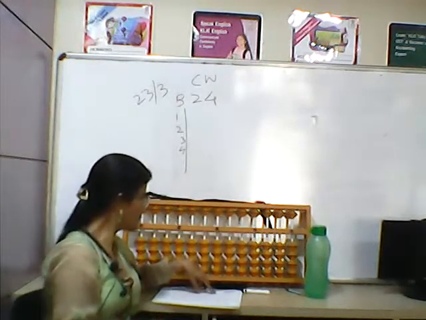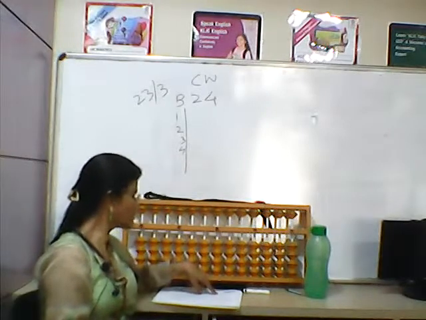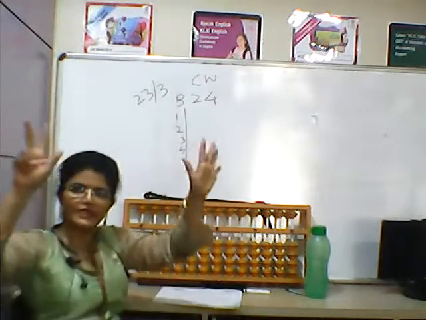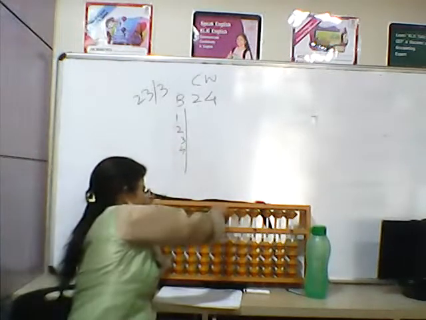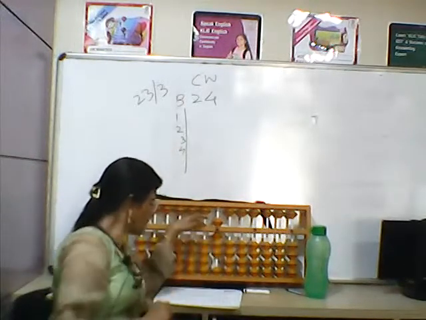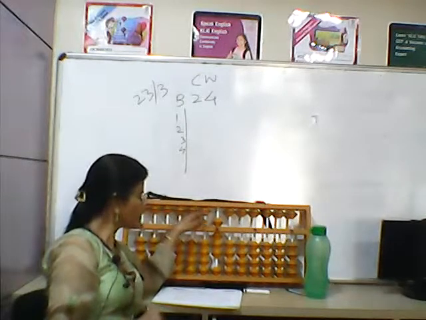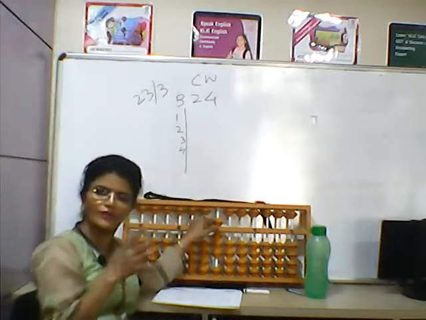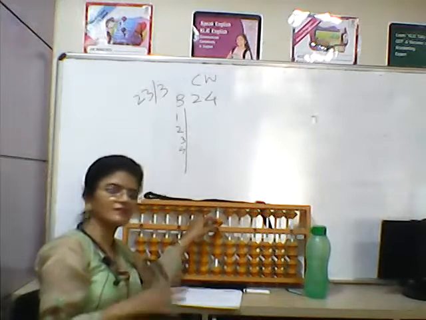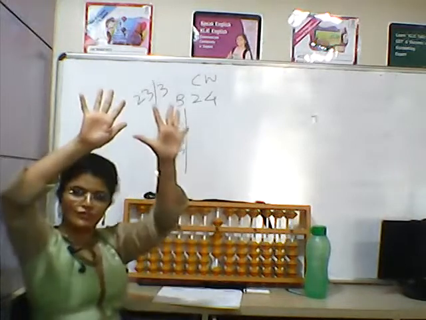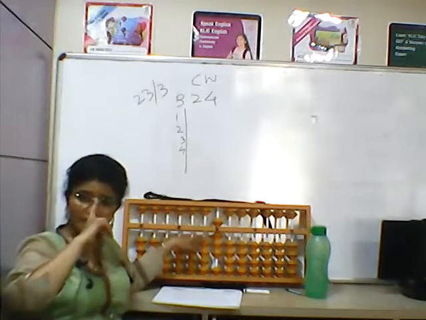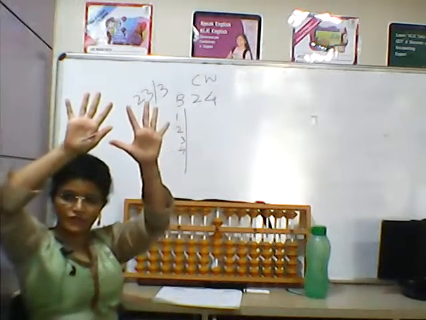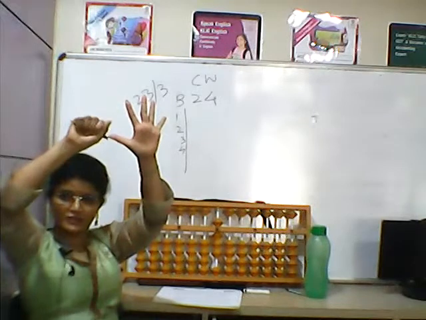Sum number 3. 8, 5 and 3, close action. Then plus 5. Can you do plus 5? No. So can you do plus 10? Yes. Show 10, show plus 5.